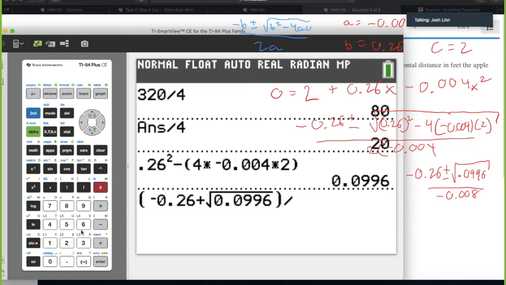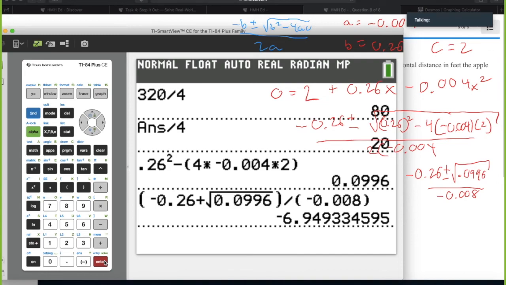divided by a negative 0.008. I don't know if I necessarily need that last set of parentheses, but I put it in there just in case. So I got a negative 6.95. So we'll say x equals negative 6.95.